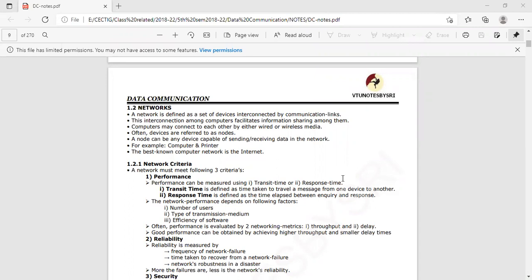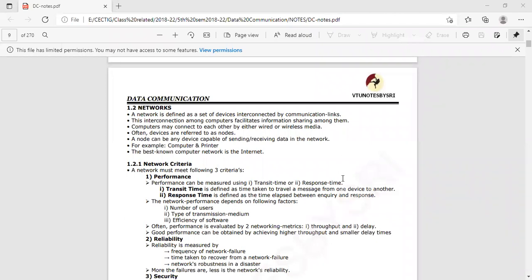Often this performance is evaluated by two networking metrics: one is throughput and the other is delay. We will discuss what throughput is and what delay is. If the number of users is very high, then it will take more time for transit of data between all the users, and also for the response time. And then also the type of transmission medium.